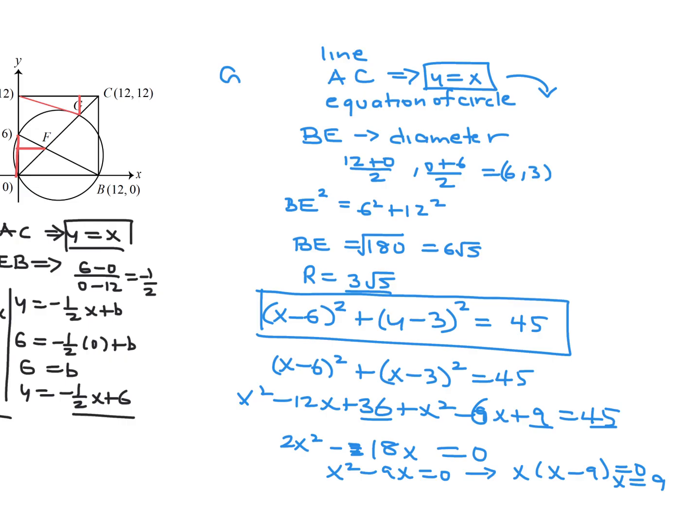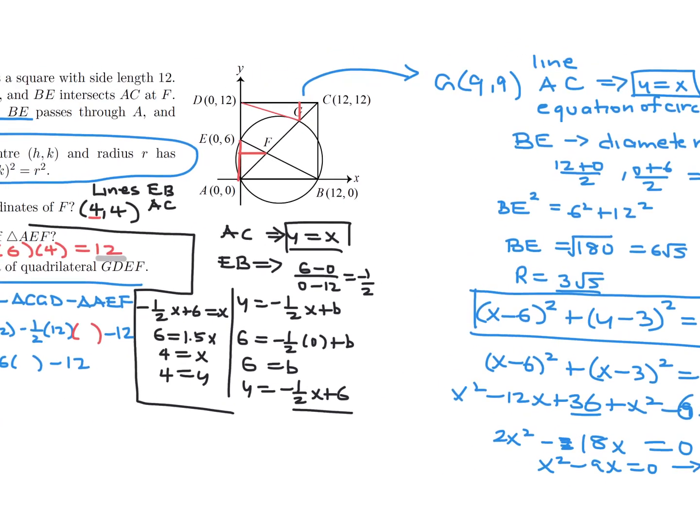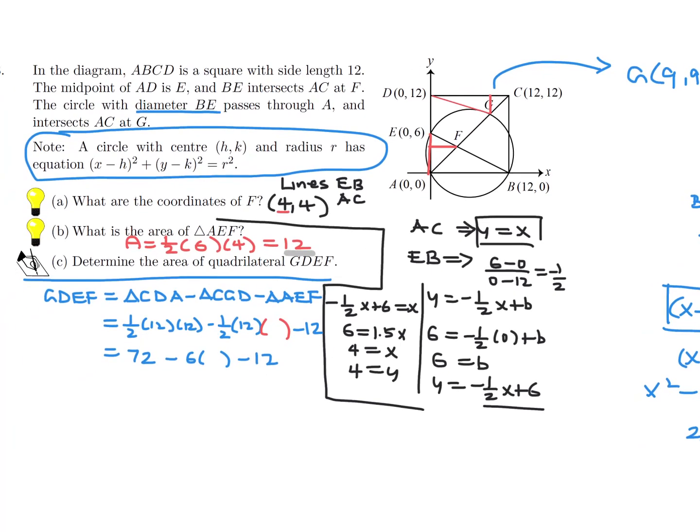So that means y is equal to 9 since y is equal to x. So G, the coordinates for G, are 9, 9, if I have not done anything wrong. Okay, that finally allows me to figure out the distance for that height.